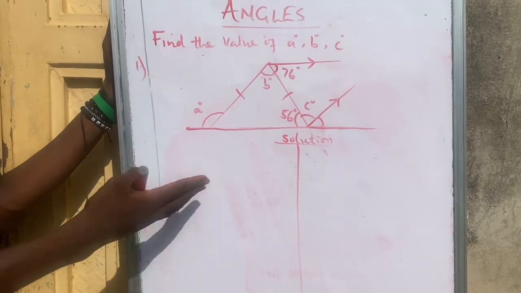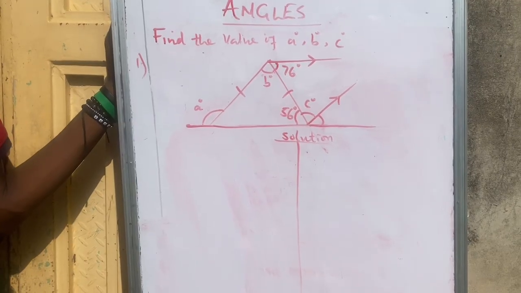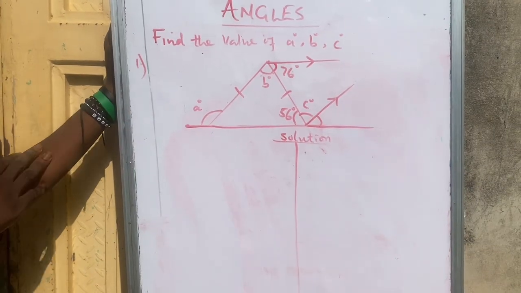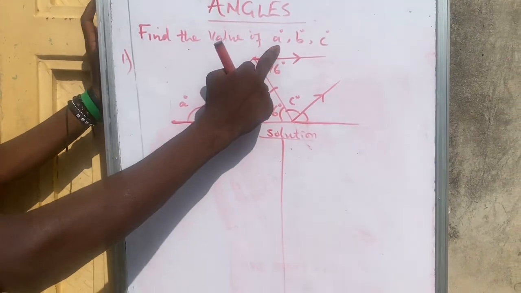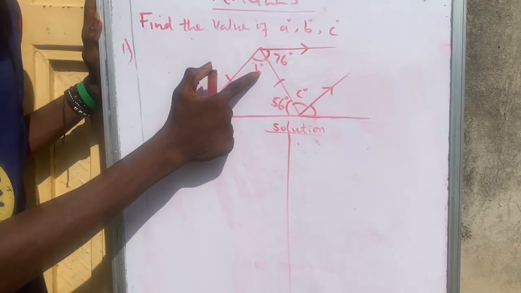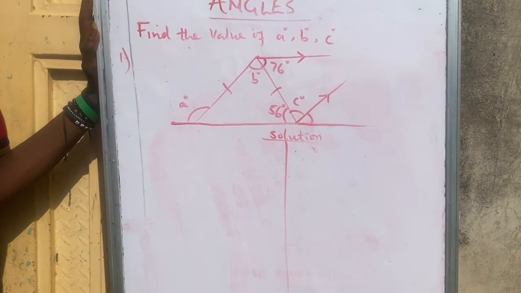Now, look at the question under angles. What I've taught you will really help you to answer this question, so pay attention very well. They said find the value of angle A, angle B, and angle C. Where is angle A? This angle A, this angle B, this angle C. Once you can identify that, what things do we need to work on?